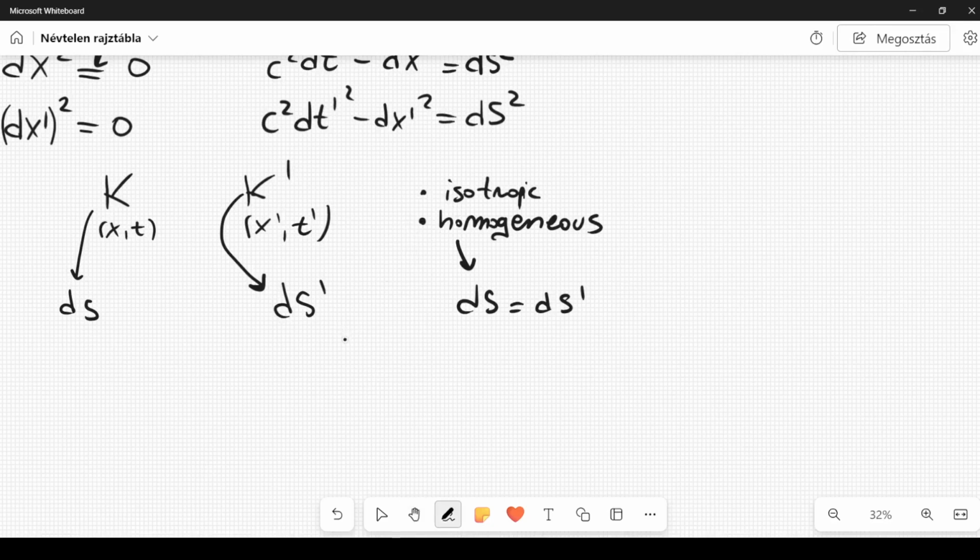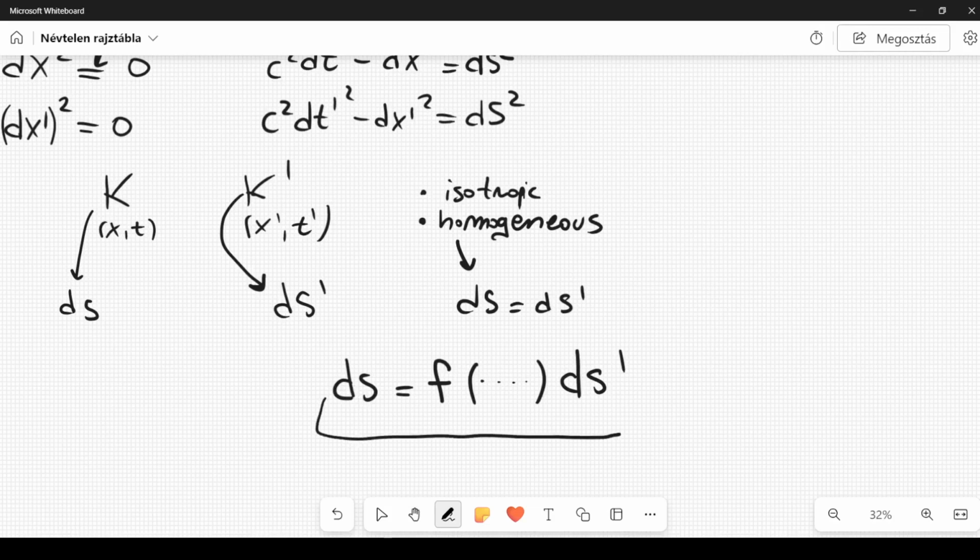Well, the space being homogeneous means that ds is equal to some constant, actually let's say a function of something, and we are going to say what this function depends on. And then here we have ds prime, so ds is proportional to ds prime. Now we must have this kind of proportionality because when one is zero, the other one is zero as well, and they are infinitesimals of the same order. So this proportionality must hold.